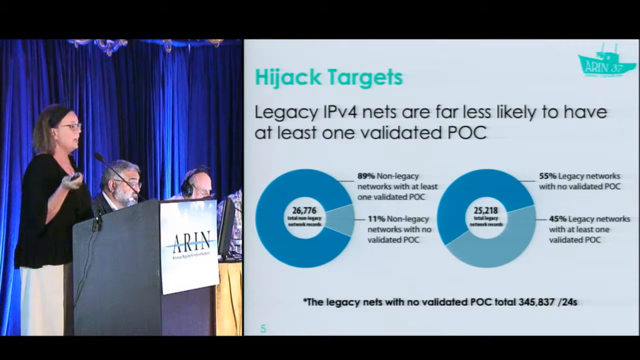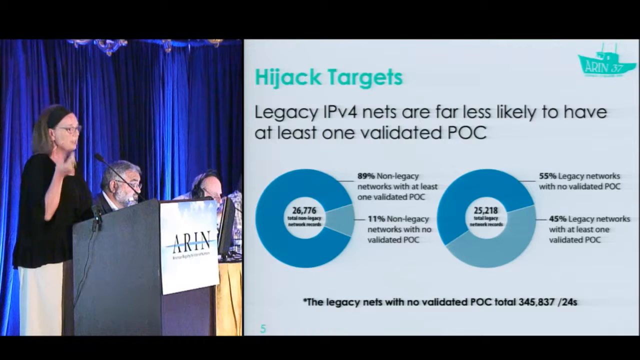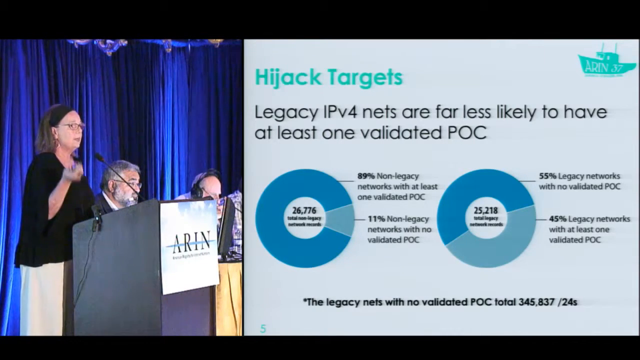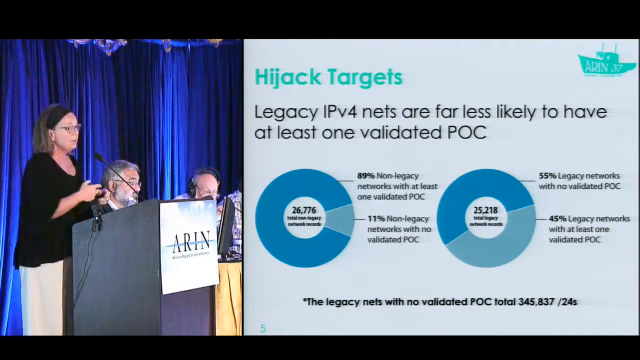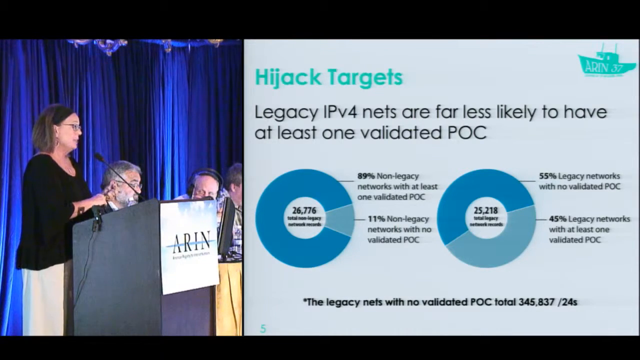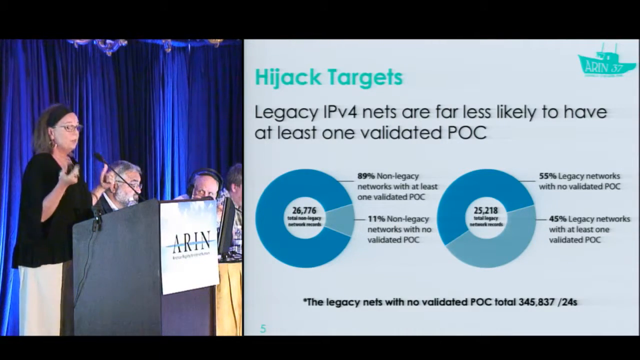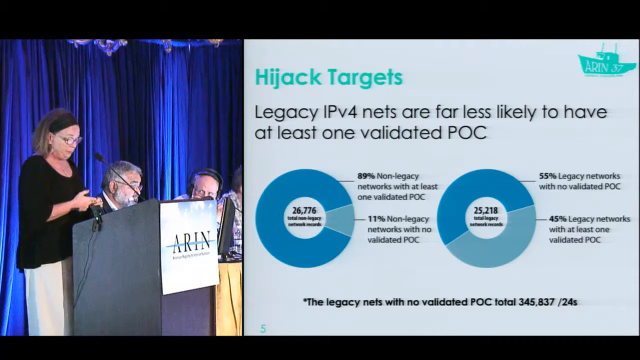Looking at the typical hijack targets, that would be mostly the legacy IPv4 networks, those that were issued prior to the establishment of ARIN, and that typically don't come in and update their records with ARIN. There are many reasons, but these are the networks far less likely to have at least one validated point of contact associated with the record. So I need to explain what a validated point of contact is.